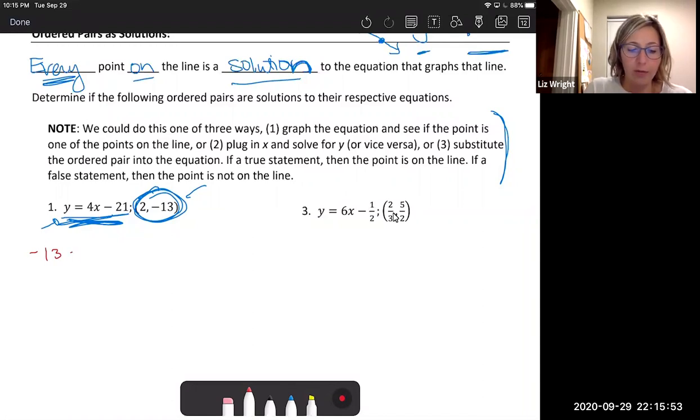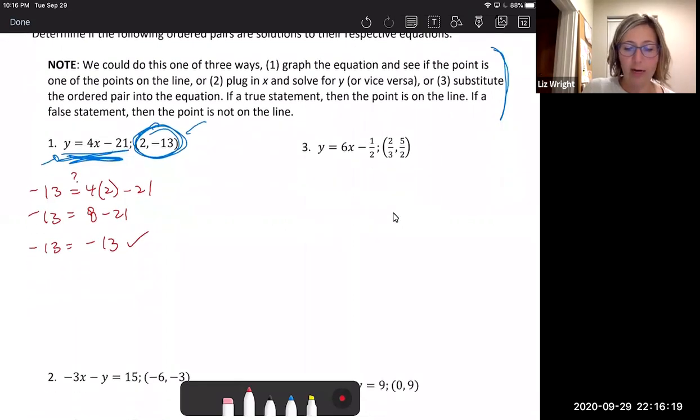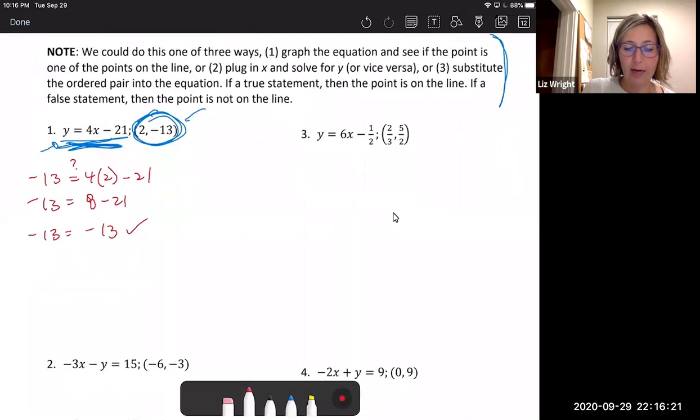So we're going to have negative 13 equals 4 times 2 minus 21. And so we're checking here. We're saying negative 13 equals 8 minus 21. And 8 minus 21 happens to be negative 13. So this one checks out.